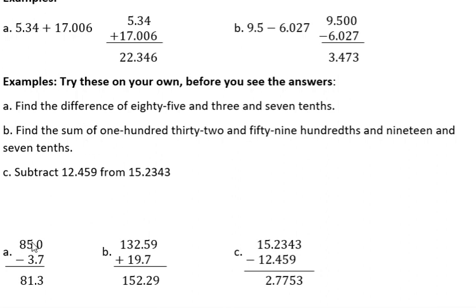So 85, we can put a decimal point and a 0 so that we can line up the 3 and 7/10 directly below that. That was a difference, so you should have been subtracting. In the second one, 132 and 59 hundredths, and then under that, 19 and 7/10. So those would line up also. And finally, you're subtracting the 12 number from the 15. So that's going to be your minuend, subtrahend. 15 is your minuend. And then you line those up and bring that decimal point straight down.